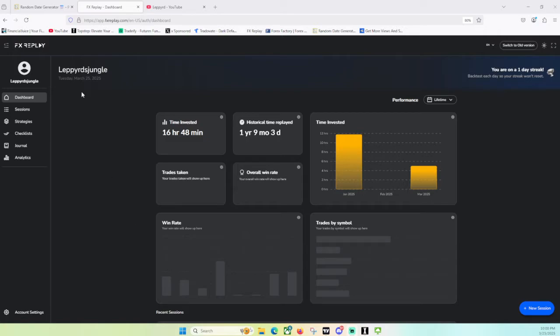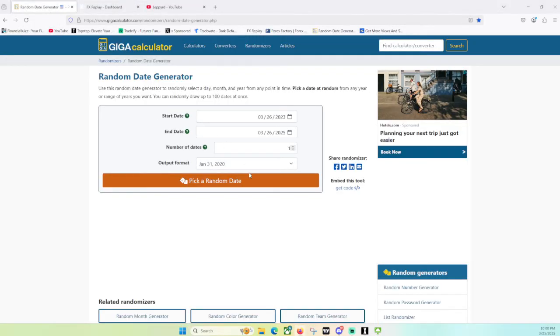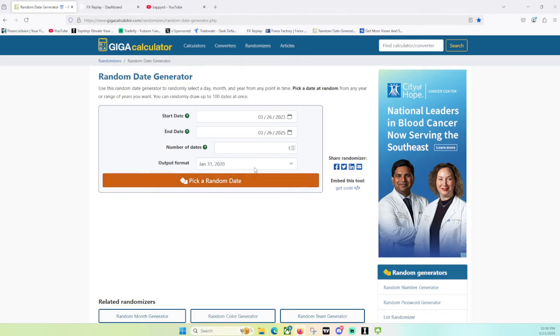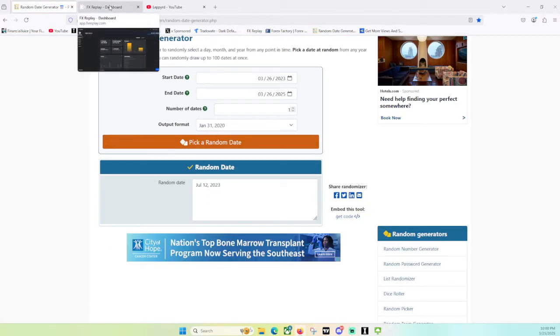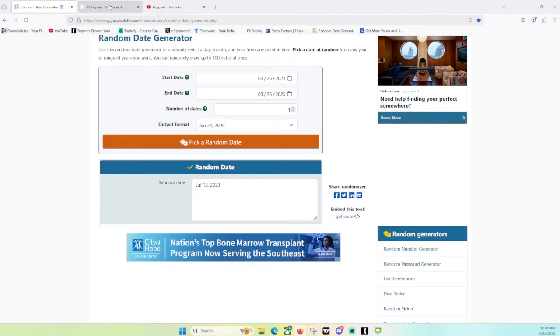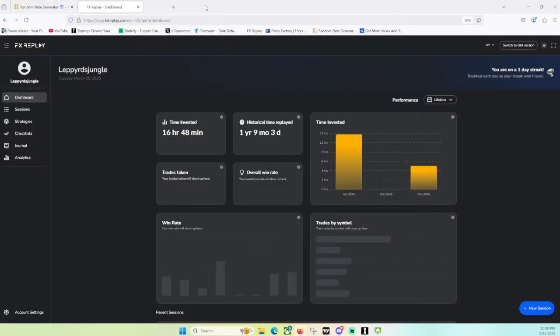So first things first, I want to do a random date generator. So I just chose this site. I just want to look from 2023 to 2025 because I'm not sure how far back it works with the lower price of NQ, of course. So I want to see what date it chooses. It chooses July 12th of 2023 for us. So we're going to go to July 12th of 2023.